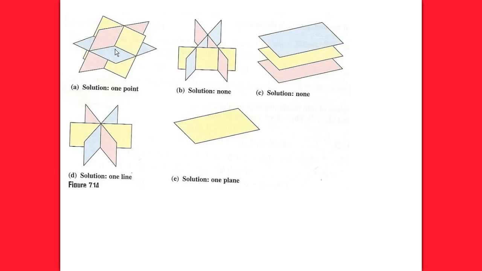Right? I also could get no solution. Now, when we had no solution with lines, they were parallel lines, right? So the first thing we might think of would be parallel planes. All 3 of my planes are parallel to each other, so they never touch. And that is absolutely one way I can get no solution. But another way I can get no solution is if for my 3 planes, maybe the yellow one intersects the blue one, and the yellow one intersects the red one, and the blue one intersects the red one, but all 3 of them don't touch anywhere. That's another way that I can get no solution.